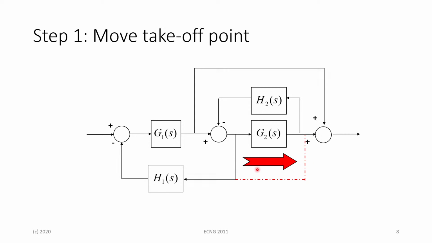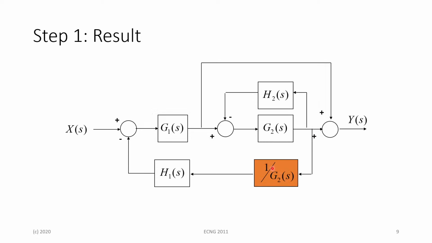Now, as we saw, when we move a takeoff point from the left of a block to the right of a block, the compensation is that we're going to have to divide by that block that is affected. So in moving from left to right of G2 and only G2, the compensation here is going to be 1 divided by G2.